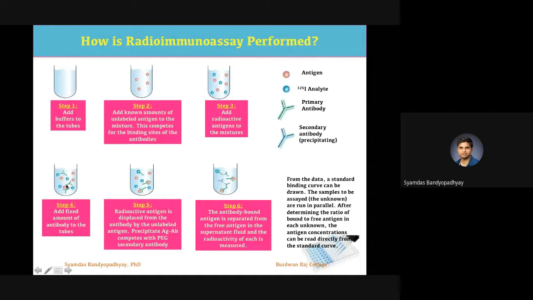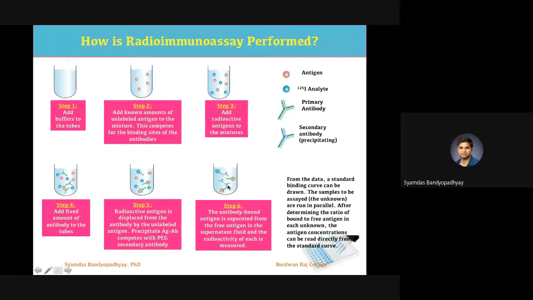So this antibody will tend to bind with this IL-10, both labeled as well as unlabeled. And in step 5, they will compete for binding. Now the antibody will not distinguish between labeled and unlabeled antigen, and therefore it will bind to all of these antigens. It will try to bind with all of these antigens. And if you have more unlabeled antigen, this will replace the radioactivity-labeled antigen for binding, right?